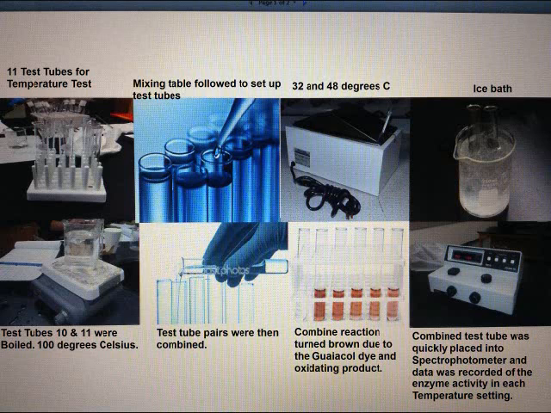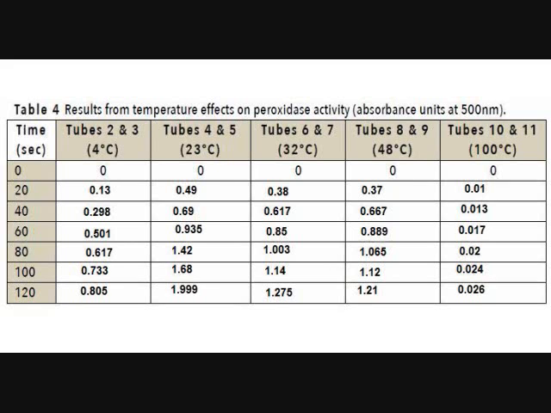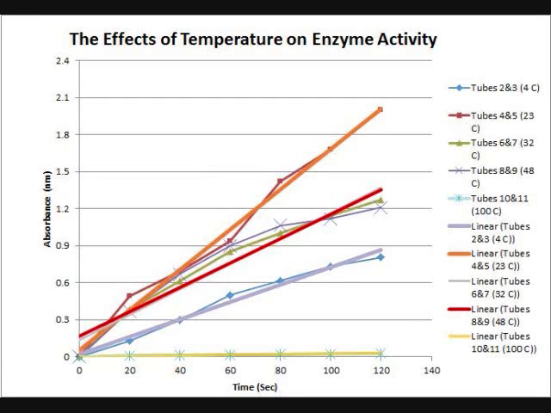Test tubes 2 and 3 were in 4 degrees Celsius, 4 and 5 were in 23 degrees Celsius, 6 and 7 in 32 degrees Celsius, 8 and 9, 48 degrees Celsius, and 10 and 11 were in boiling. Results for experiment 2. A graph was made based off the data of absorbances measured at different temperatures.